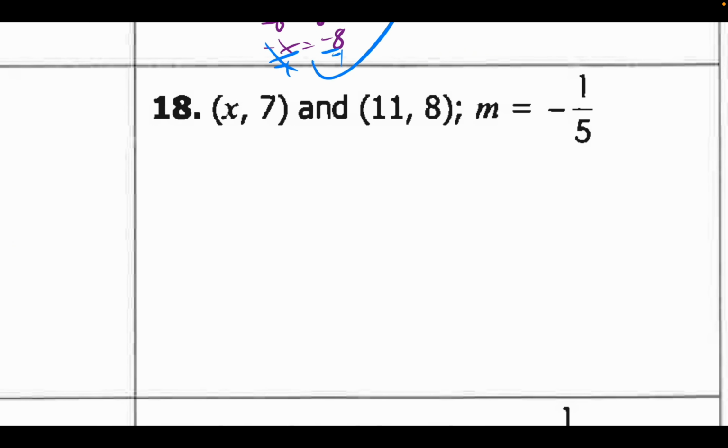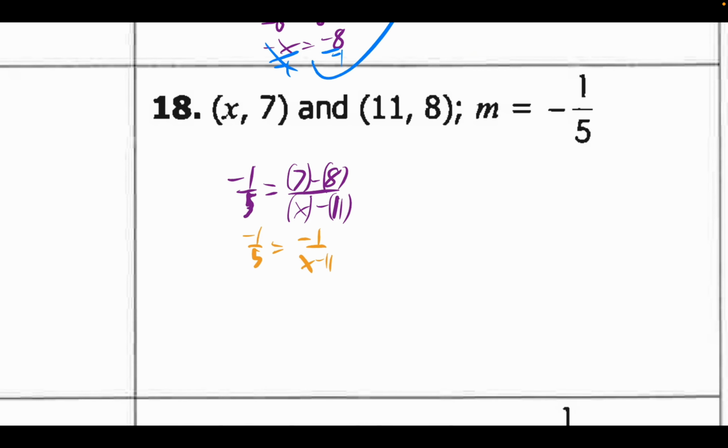Number 18, this will be negative 1/5 is equal to 7 minus 8. I didn't put the x on top this time, good for me, over x minus 11. So that's negative 1/5 equals negative 1 over x minus 11.